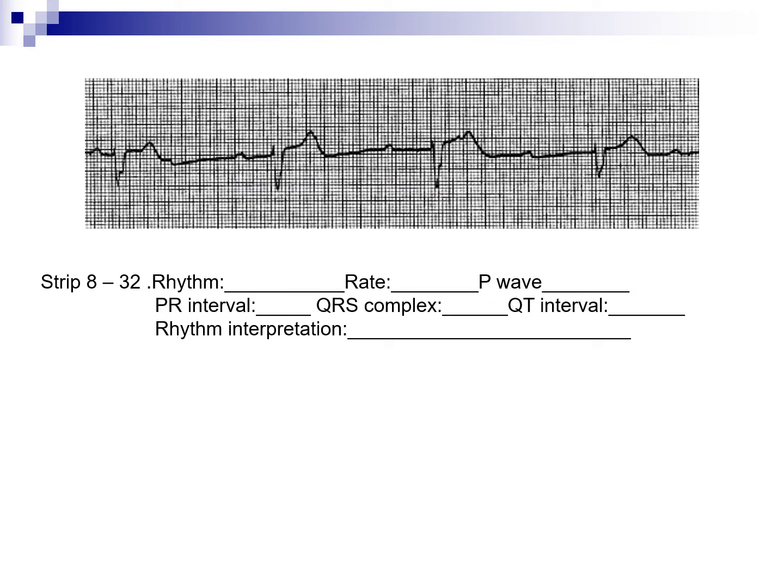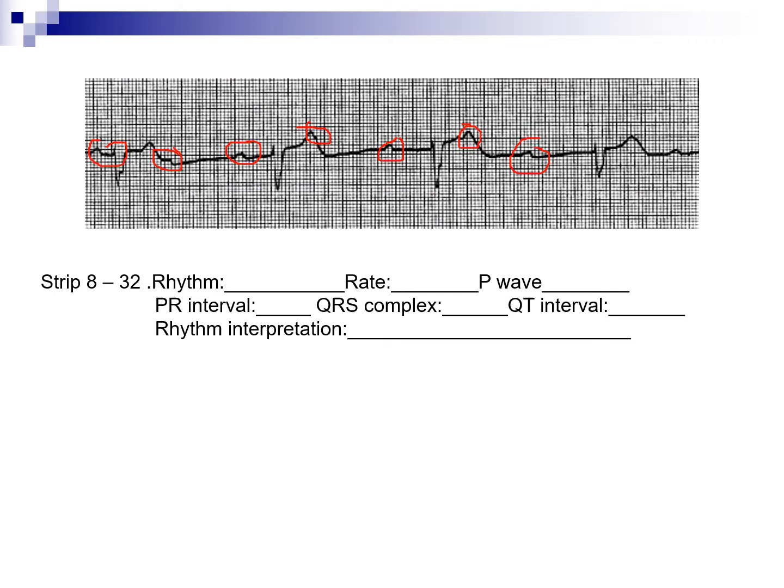In 832, the rhythm is considered regular. The heart rate would be 34. The P waves are sinus. There are many P waves. Some are hiding within T waves, so we believe they are going along.